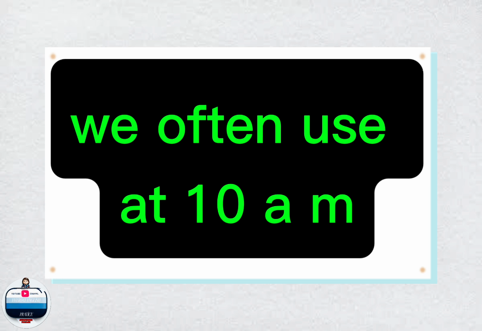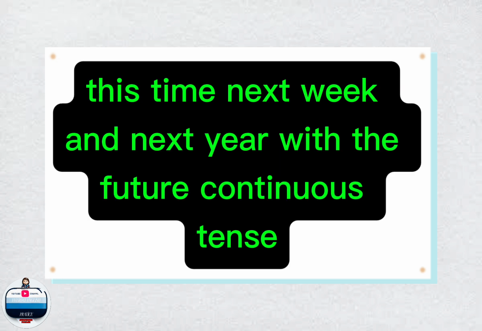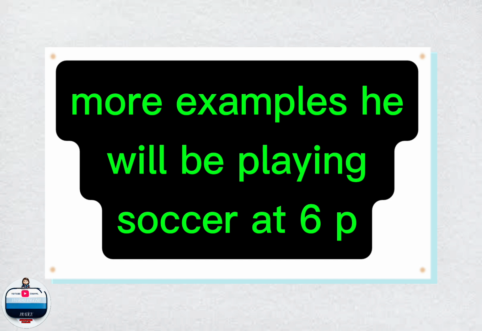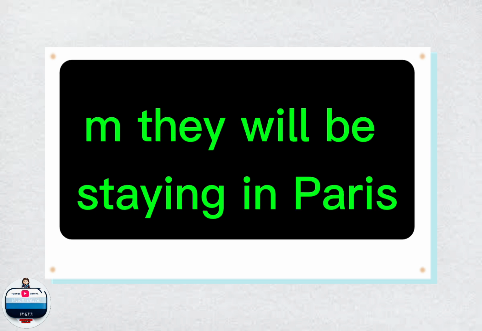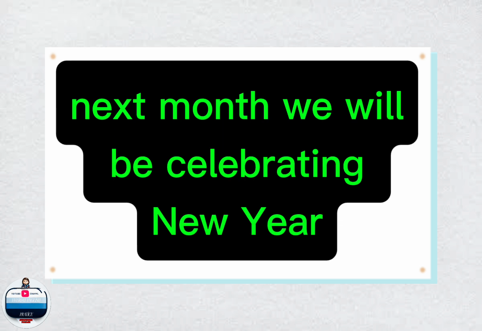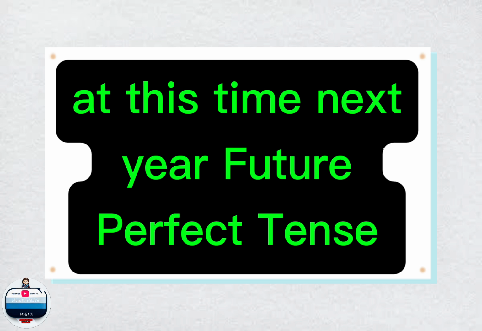We often use at 10 a.m. tomorrow, this time next week, and next year with the future continuous tense. More examples. He will be playing soccer at 6 p.m. tomorrow. I will be cooking dinner at 7 p.m. They will be staying in Paris next month. We will be celebrating New Year at this time next year.